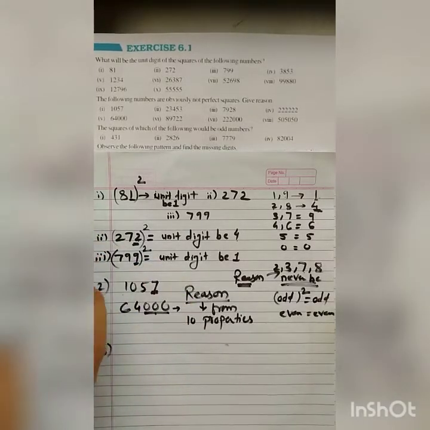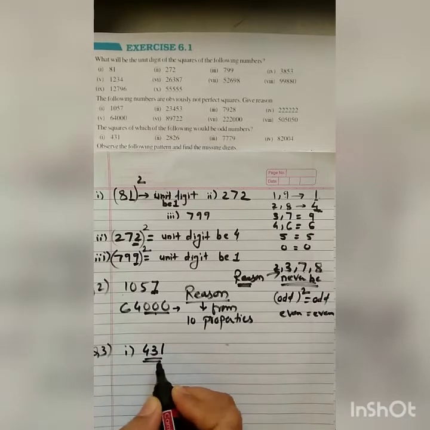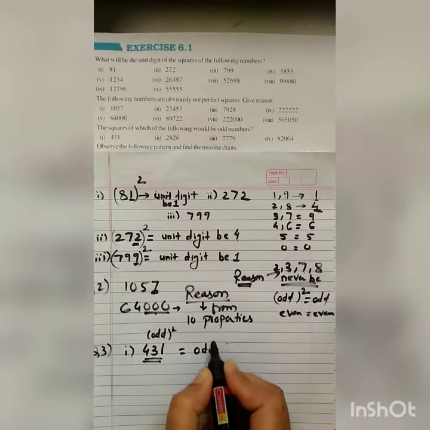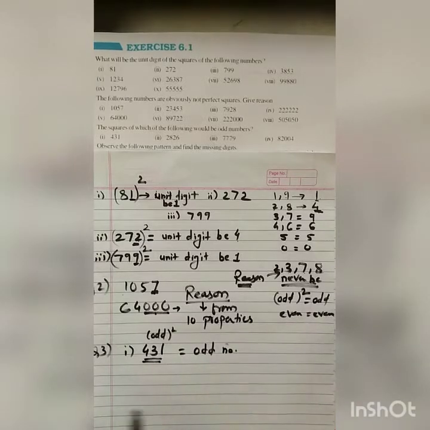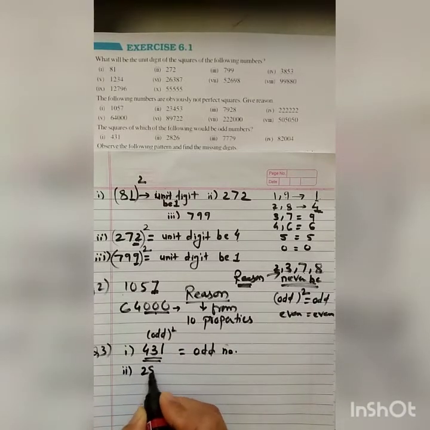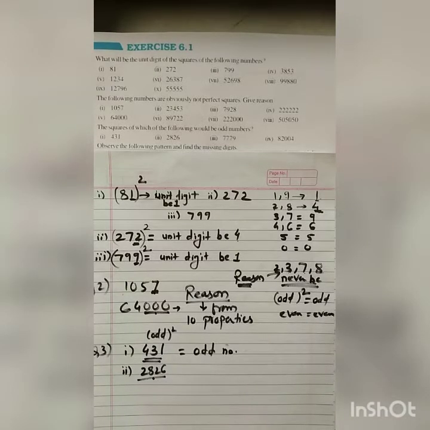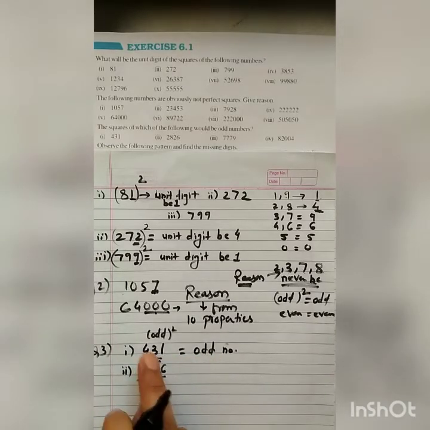What is in question number 3? The first number is 431, which is an odd number. So the square of an odd number is odd. Simple. So the square of 431 is an odd number. Now the second number, 2826. As it is an even number, its square will be an even number, so it will not give an odd number. So we don't have to write about this. We have to write only the numbers whose square will be an odd number. So we know that an odd number will give an odd square.